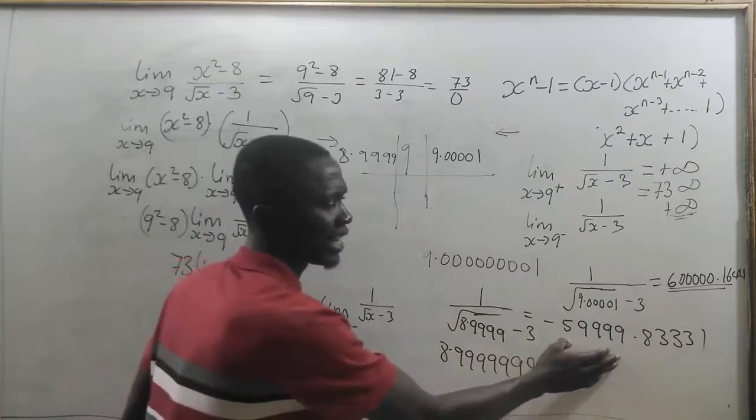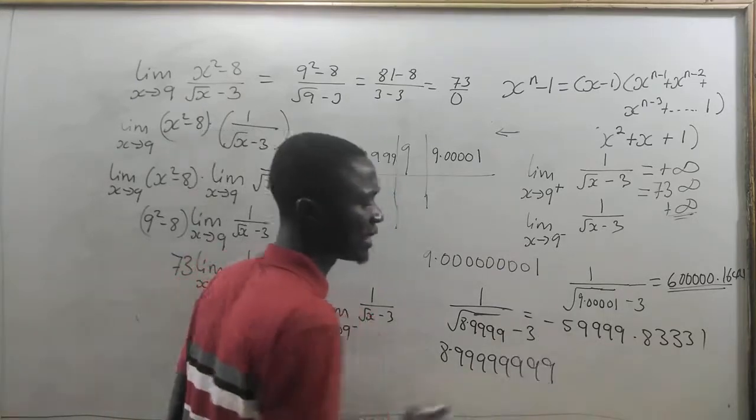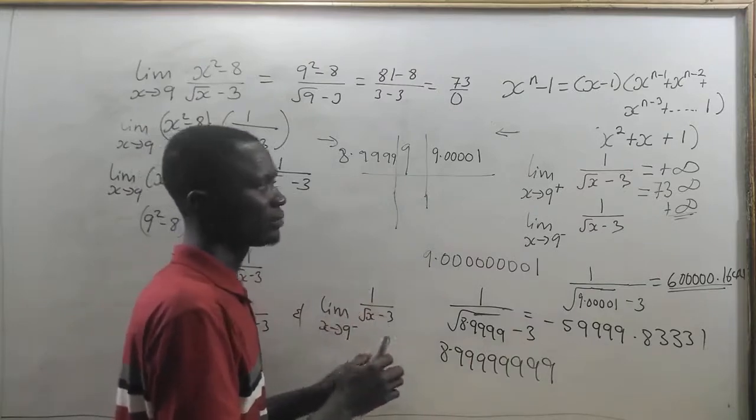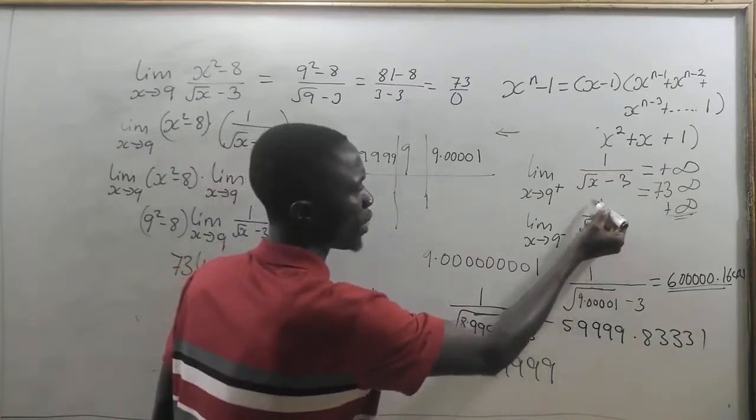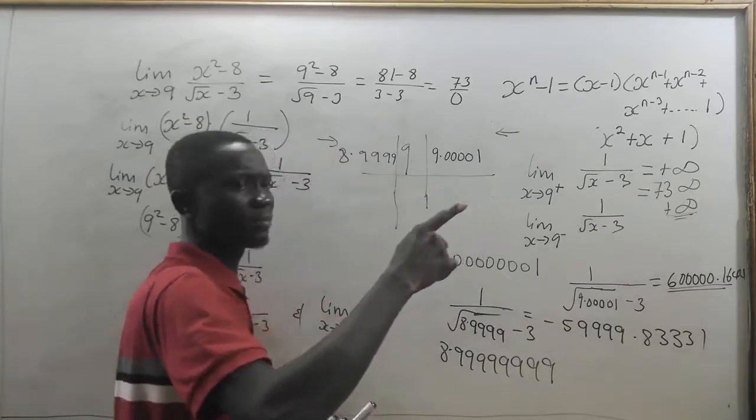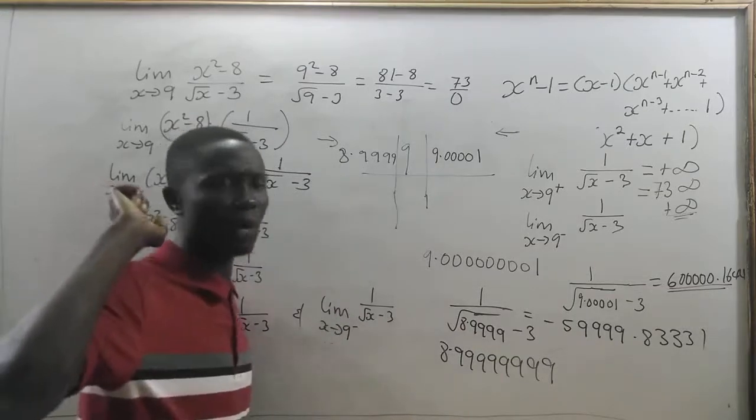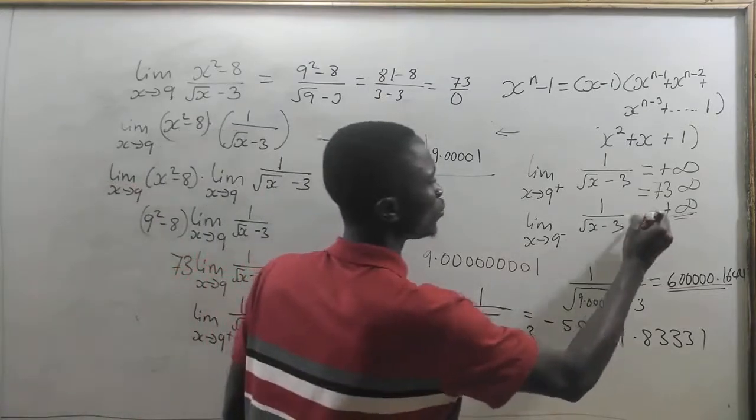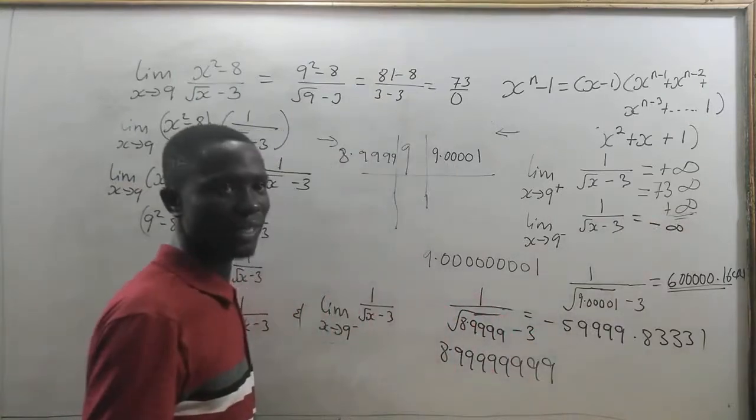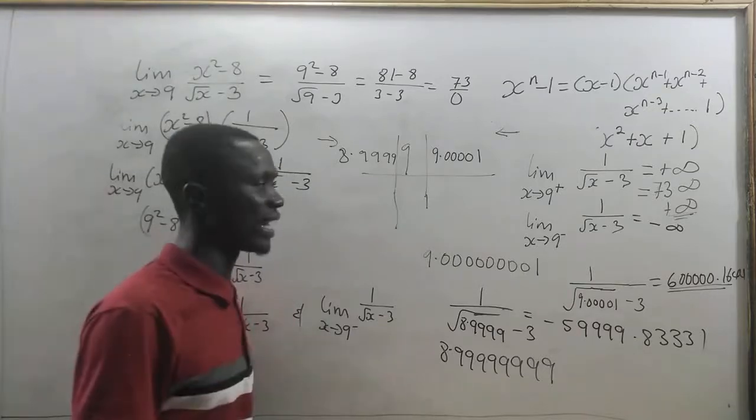we are going to get a number that is very large. But it is large what? Negative. So as we approach positive 9 from the left, the value of 1 divided by square root of x minus 3 will also approach negative infinity. It will decrease without bound. So here, this value will approach negative infinity. That is, it will decrease to a very large number.